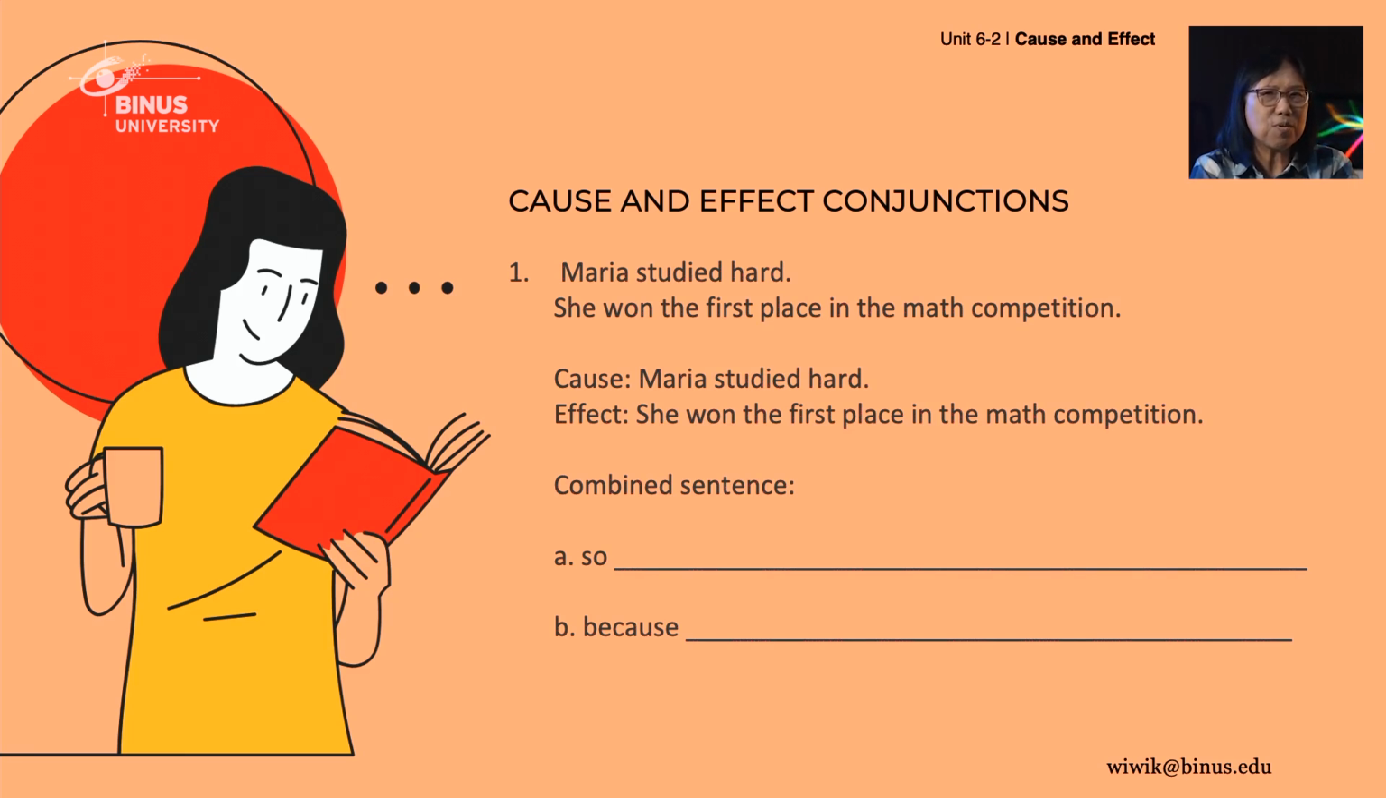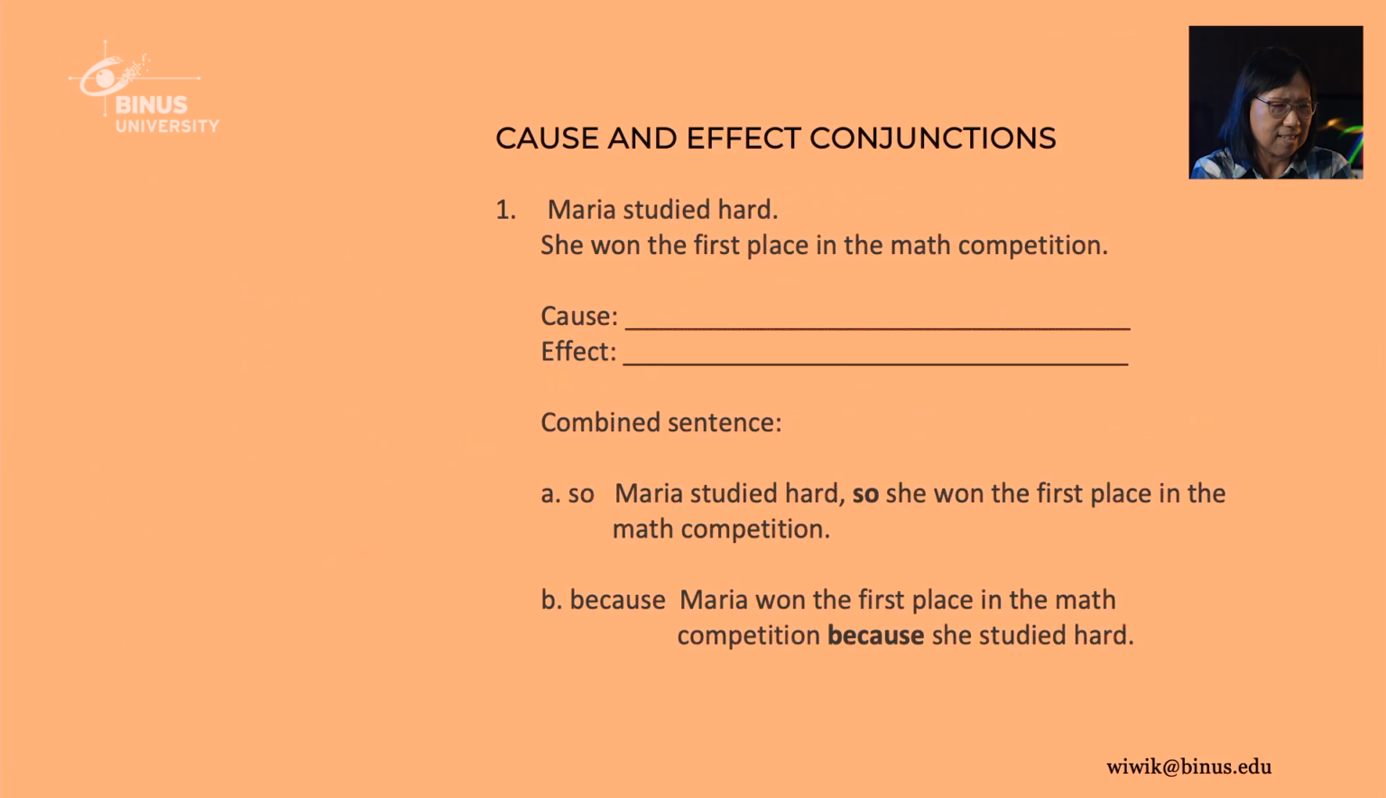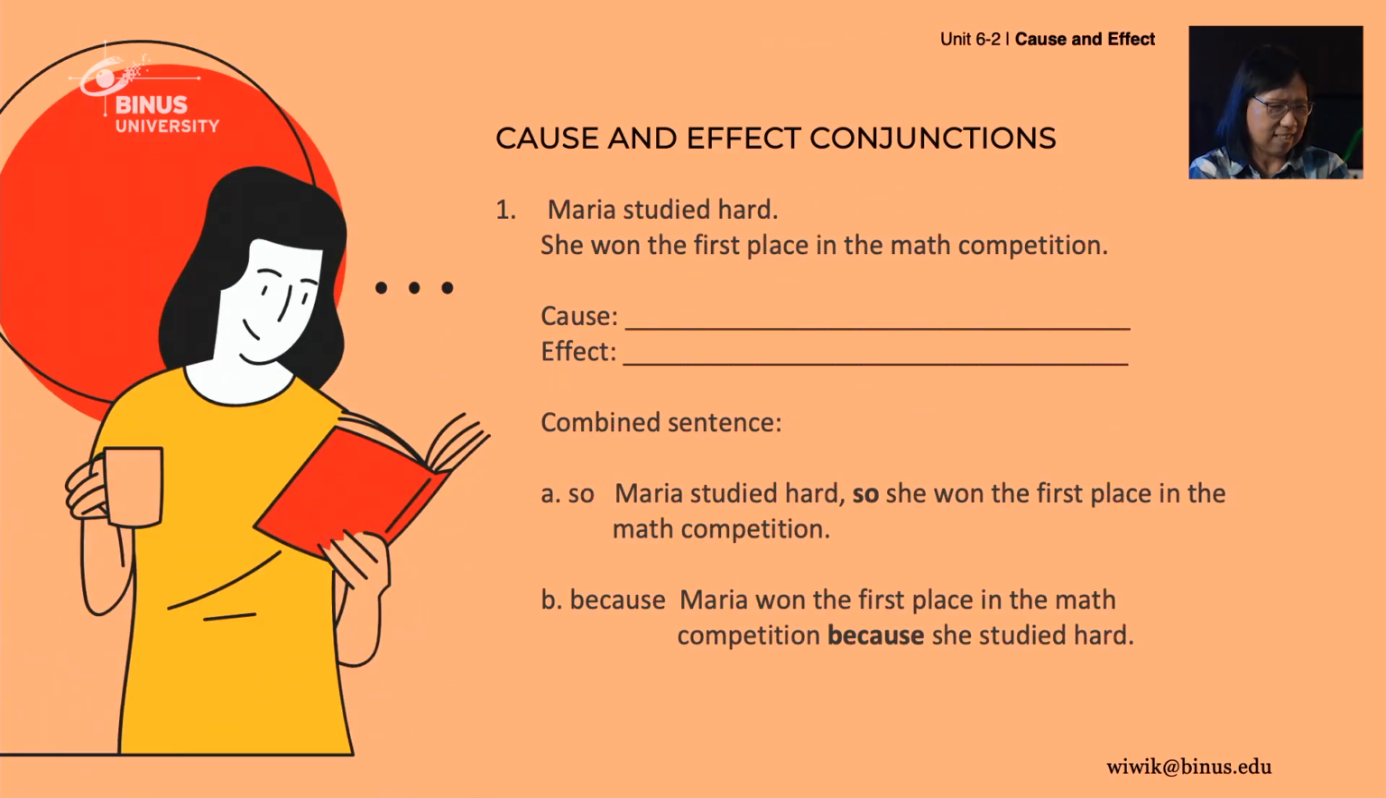And if you are supposed to write the combined sentence using so and then using because, what will you write? How do you combine the two sentences? I'll give you some time to write it first, and then we will discuss the correct one. Ready? This is the answer.